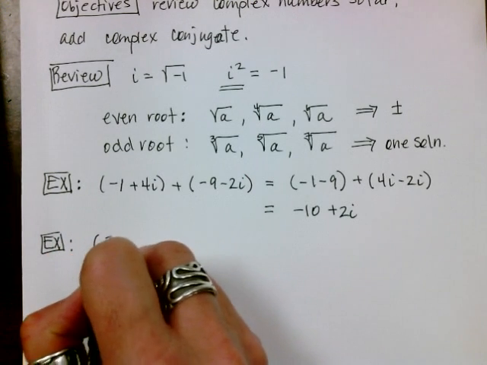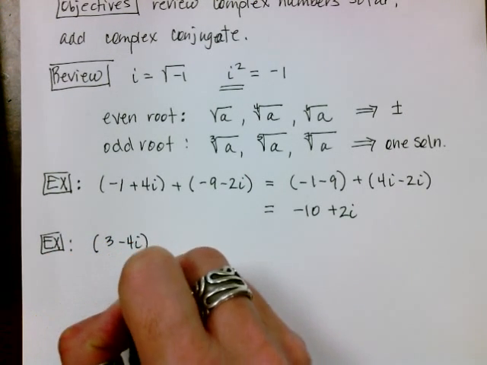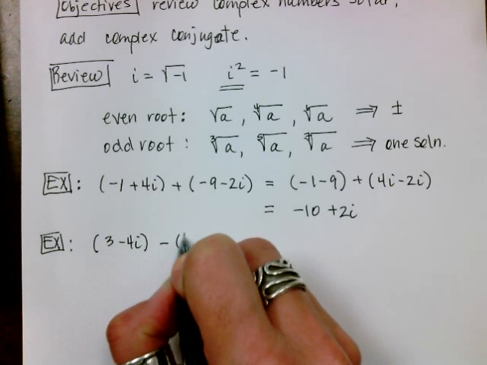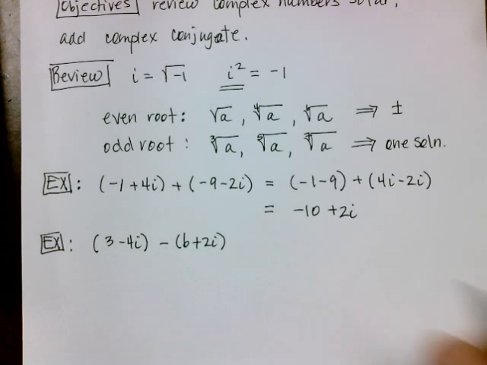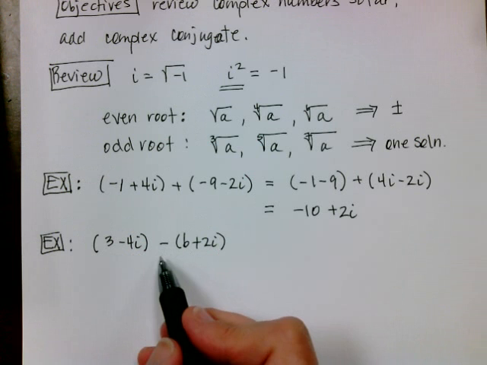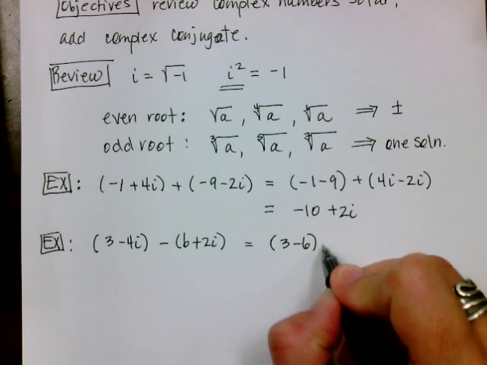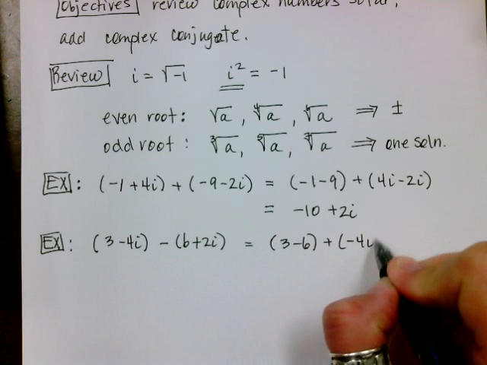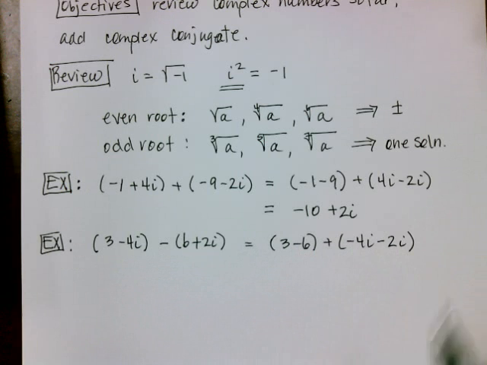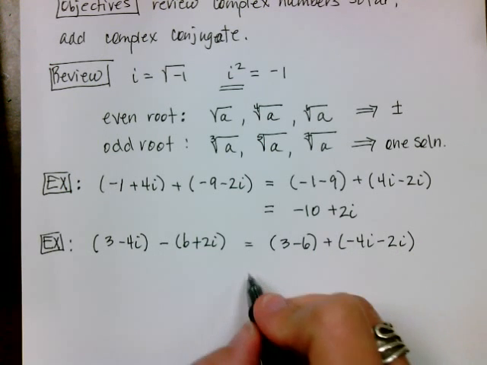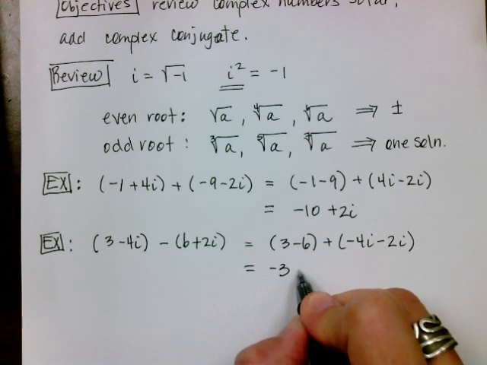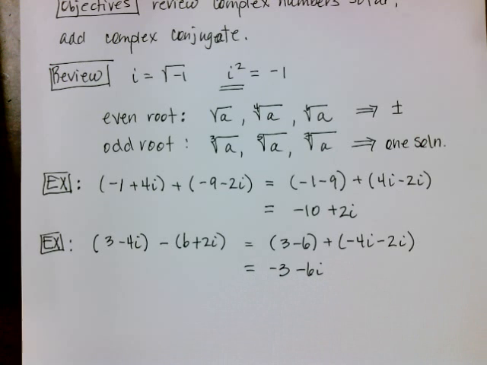Then if I do another one and I do subtraction, so if I have 3 minus 4i minus 6 plus 2i, you have to remember to distribute that negative. So this is going to be 3 minus 6, and then I'm going to have -4i minus 2i. When I simplify that expression, I get -3 minus 6i.